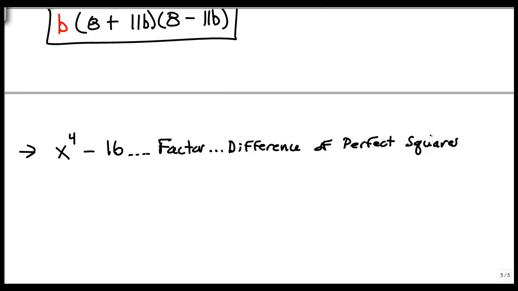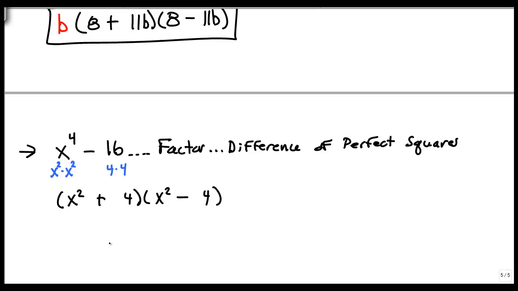And you might say, well, wait a minute, x to the 4th. Well, what that is, that's x squared times x squared, and 16 is 4 times 4. So again, difference of perfect squares. Now in my front position, I'll have x squareds, and in my back positions, I'll have 4 times 4 is 16, and then my signs will alternate.